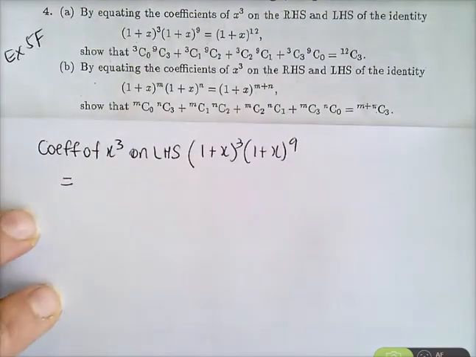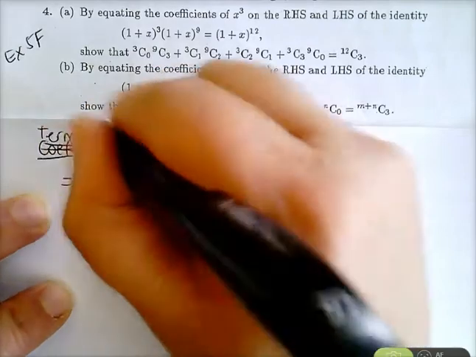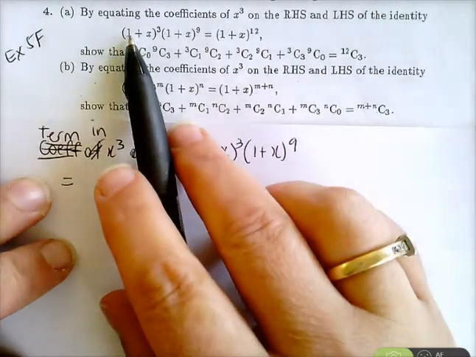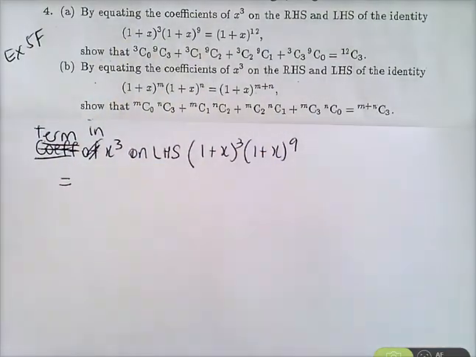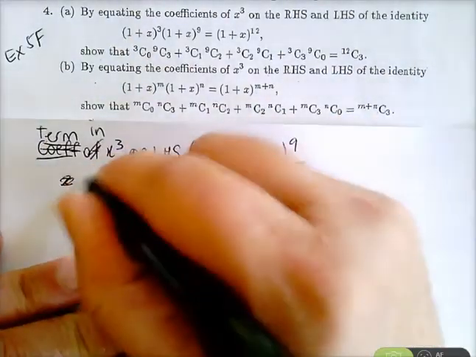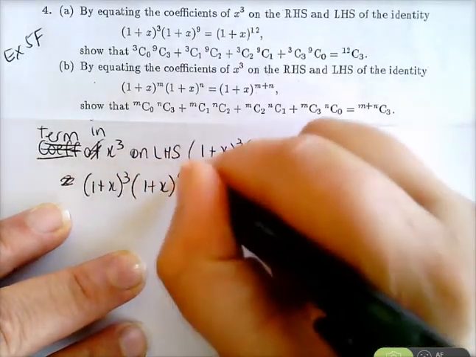So I'm not going to do the coefficient, I'm just going to do the terms. The term in x cubed on the left-hand side first, and then I'll do its coefficient. You can start expanding it out if you find that easier. If you did expand that first one out, I'll just expand it out for the first one, and then we won't do it for the second one.